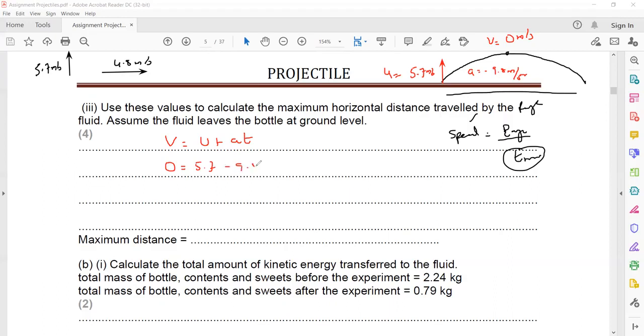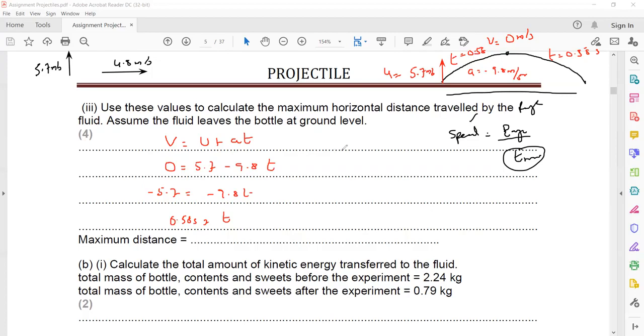Acceleration is due to gravity, which is minus 9.8, and time is t. When we solve, it will be minus 5.7 equals minus 9.8 t. And minus 5.7 divided by minus 9.8 will give us the time to reach the maximum height. So it will be 0.58 seconds. So 0.58 second is just the time to reach the maximum height. The same time it will take to return from maximum height to the same ground level, 0.58.